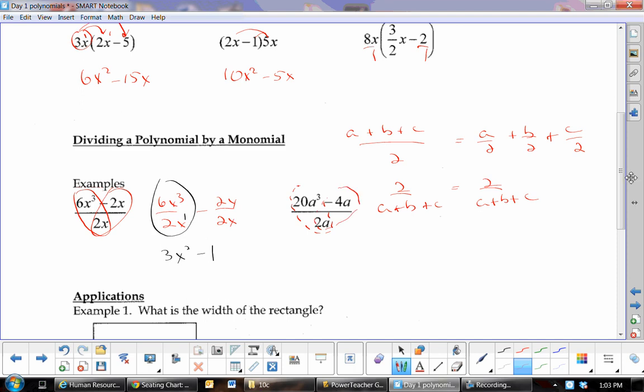Yes? On the first example, where did the y come from? The 2y? Those are all x's. Okay, so you can just do it this way.